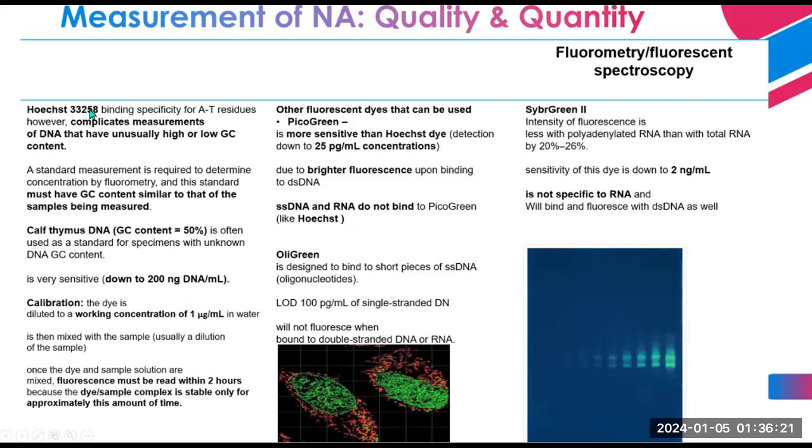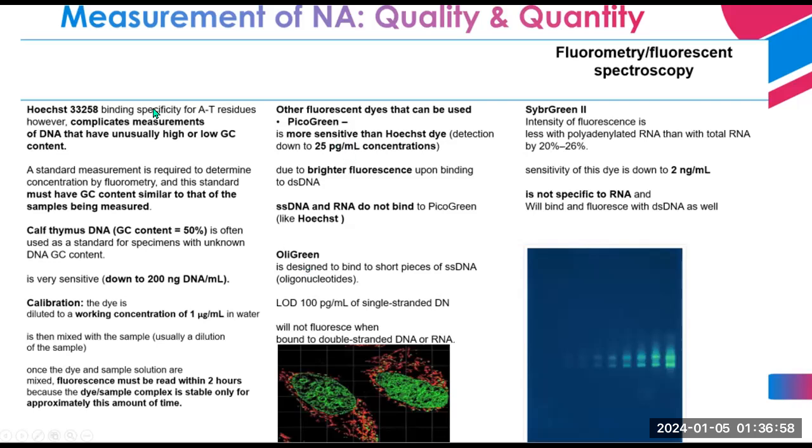But if we're using Hoechst dye for fluorometric analysis, we need to do calibration. The dye has to be diluted to a working concentration of 1 µg per ml in water, and then we need to mix it with the sample. After mixing, we should do the reading within 2 hours, because that is the time that the dye-sample complex is stable enough to be tested. Other fluorescent dyes that can be used are PicoGreen and OliGreen.